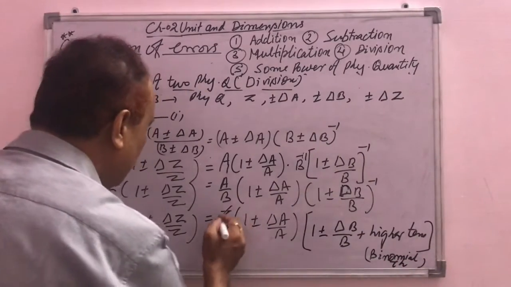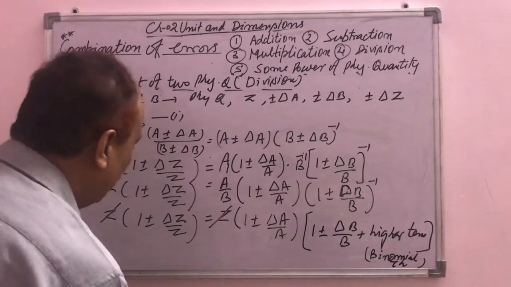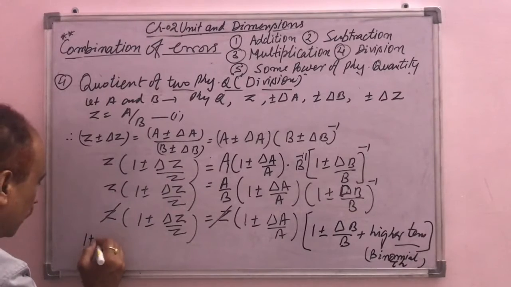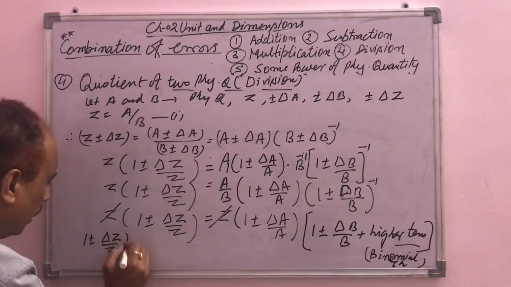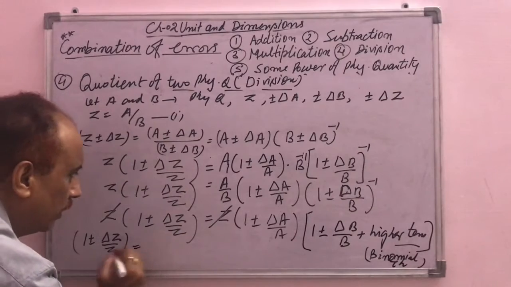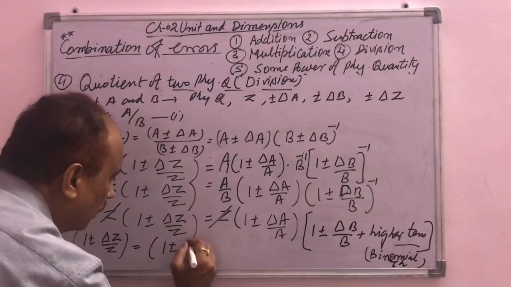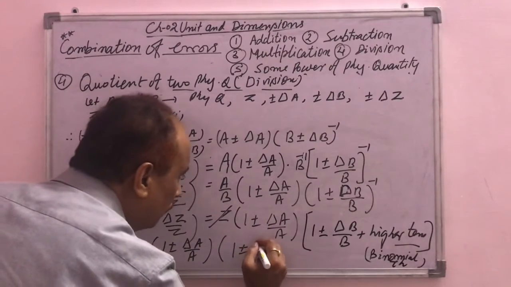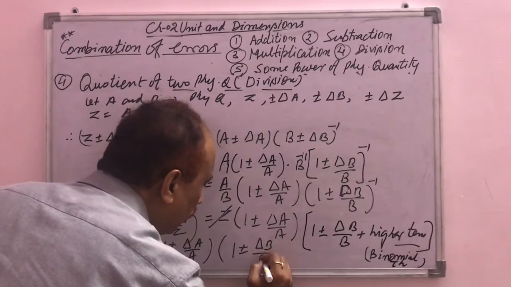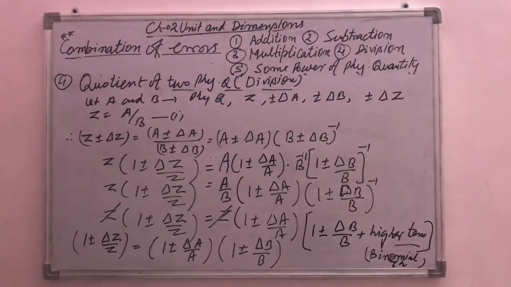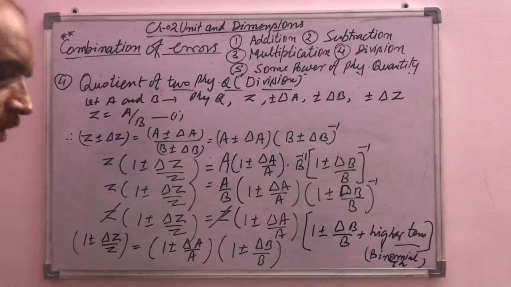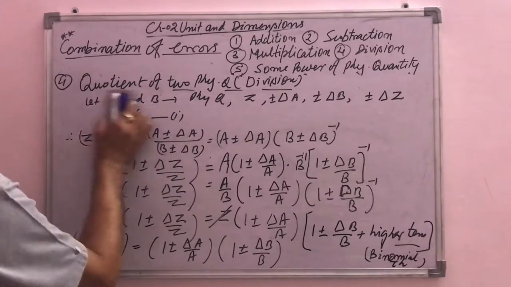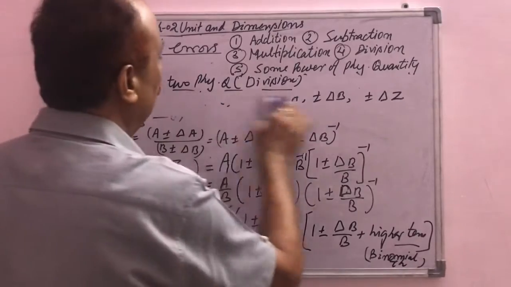Okay, now Z cancels by Z, and higher terms are neglected, so we get 1 plus minus delta Z upon Z equal to 1 plus minus delta A upon A, and in the second bracket we get 1 plus delta B upon B, because higher terms are neglected. Now after that we have to multiply the first bracket with the second bracket and find the result.